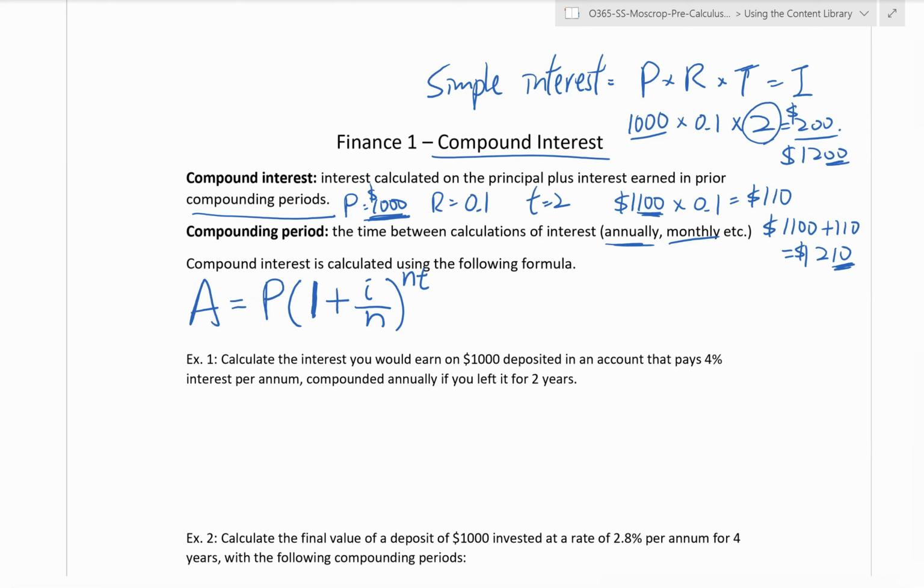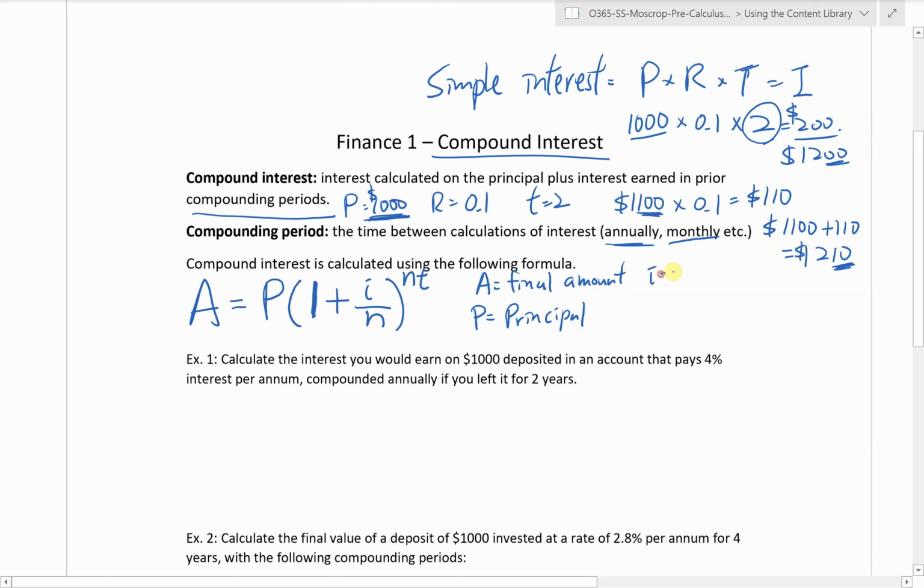Anyways, so again, this compound interest business is exponential growth as well. That's why it actually makes a big difference compared to simple interest. Let me just quickly write down what each variable stands for. A is the final amount. P is the principal. I is the interest rate, the annual interest rate. N is the compounding period. I'll show you how it works in a second. And T is simply the time, in years.